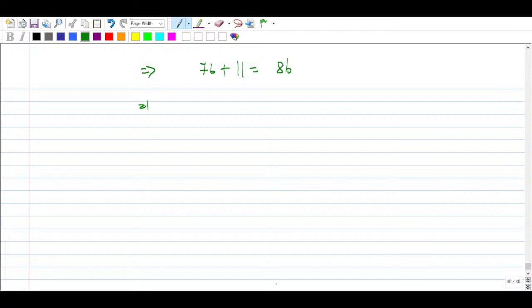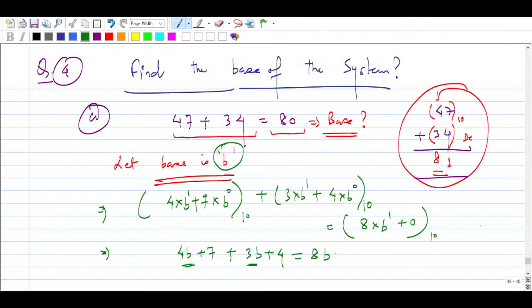So let me go ahead and further find the b. So b is going to be what? 11. So I hope this makes sense. So you can find the base of any system given the question, right? So you have to find the base of this 47 plus 34 is equal to 80. So how you have got 80 in base 11. Okay. So this is how we can find the base.